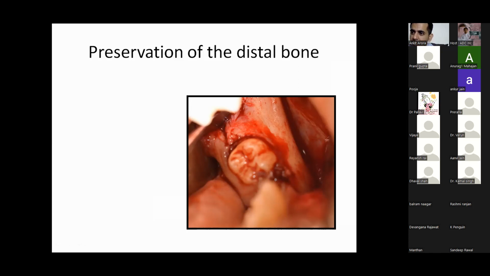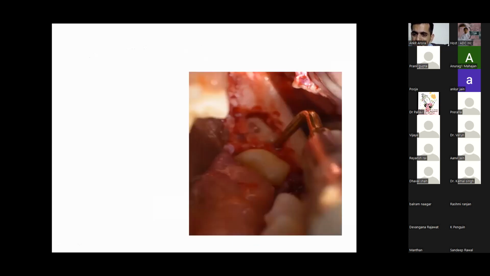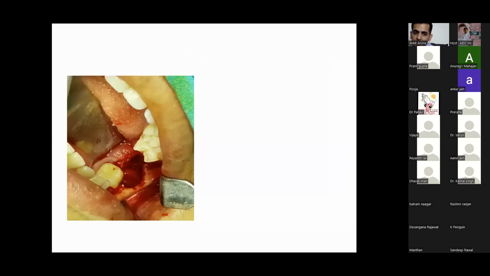But the only problem is when we remove the 8, you need to remove the distal bone, right? But in such a scenario, I need to preserve the distal bone just beneath the 7, so that I can upright the 7, upright the 6, upright the premolar also. So I need to preserve that distal bone. So I use a specific instrument known as piezotome that cuts the bone in a specified manner.